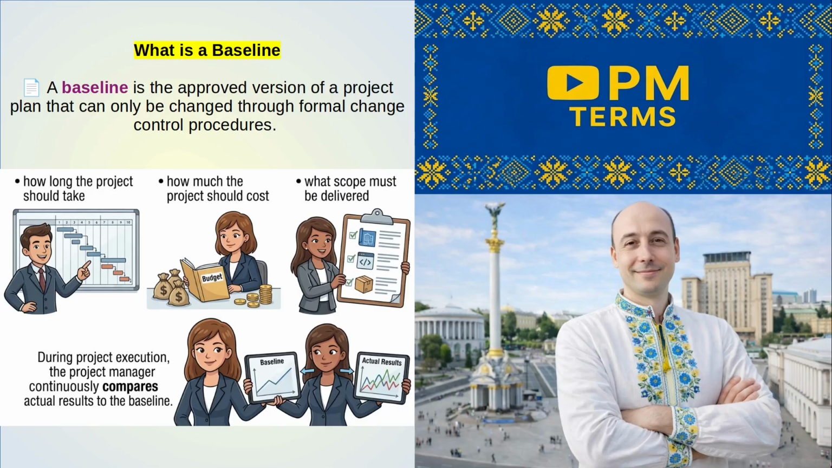It defines how long the project should take, how much the project should cost, and what scope must be delivered. During project execution, the project manager continuously compares actual results to the baseline. This comparison allows the team to identify deviations and take corrective actions.